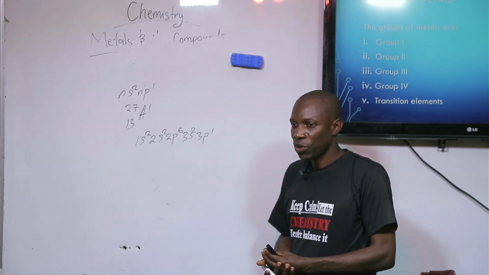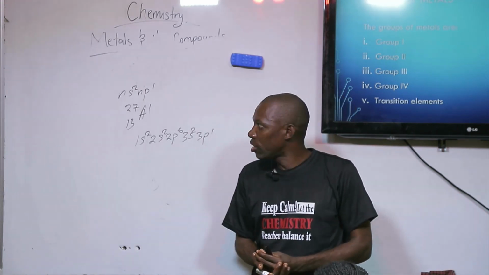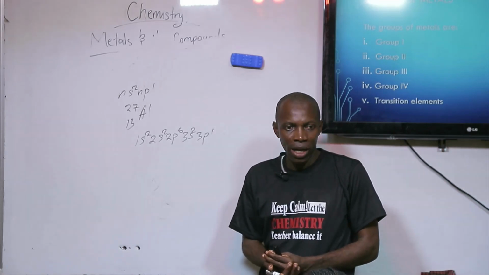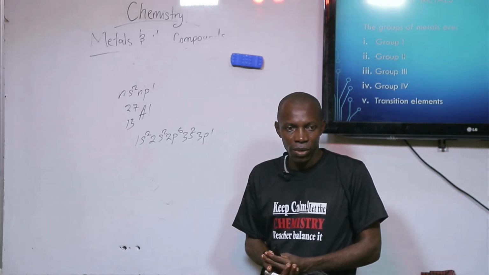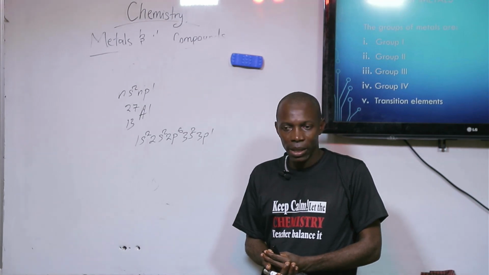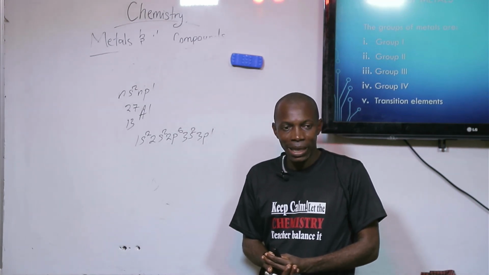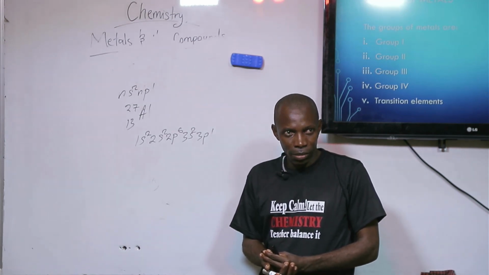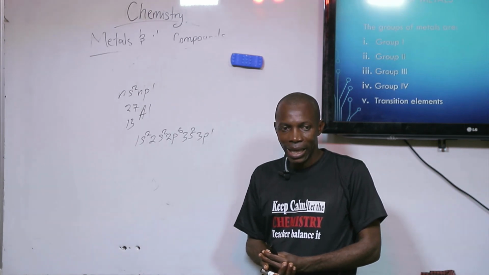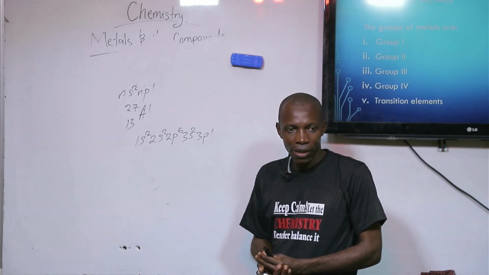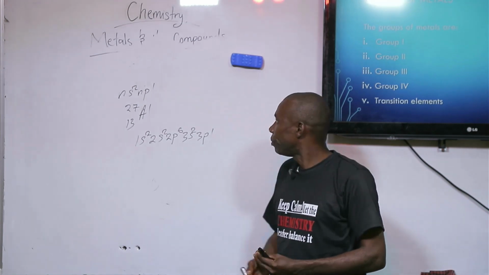The only ones that have special names in metals are group 1 and group 2. The group 1 is called alkali metals. The group 2 is called alkaline earth metals. Okay.